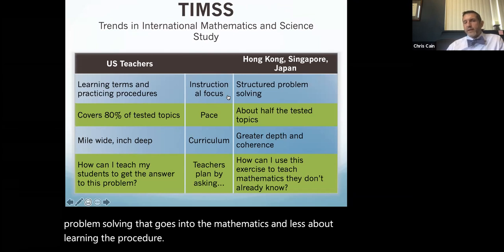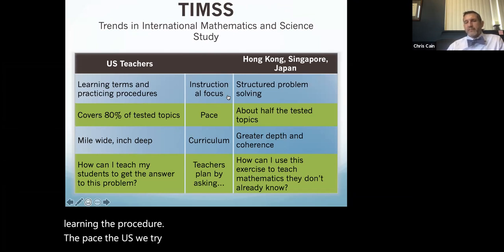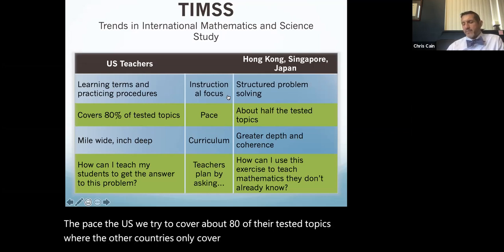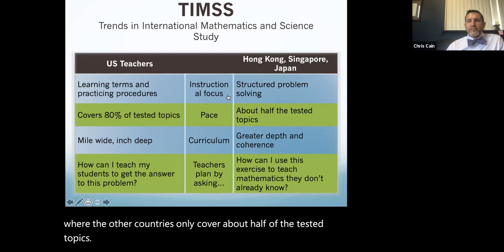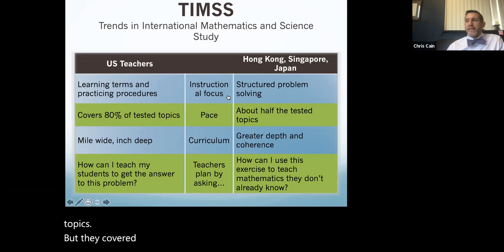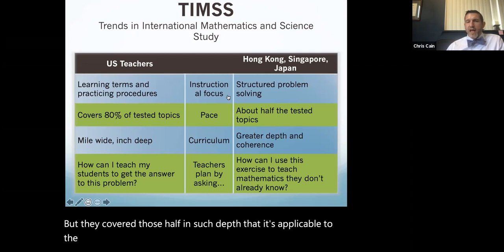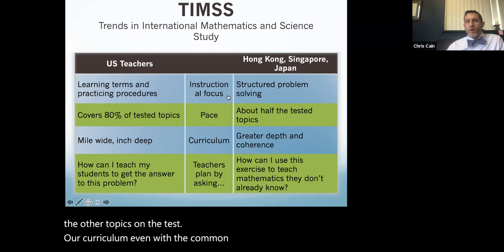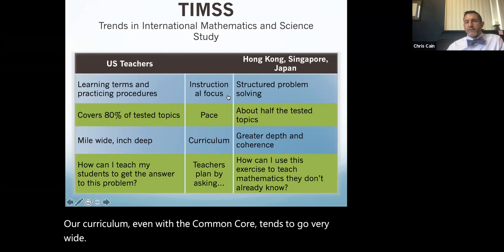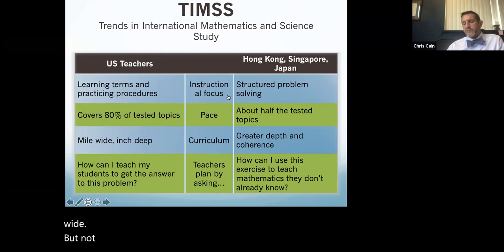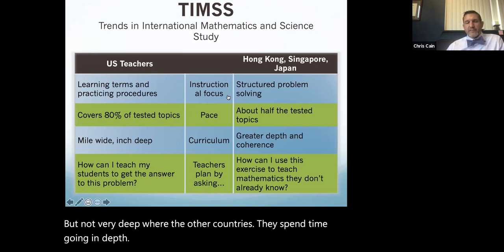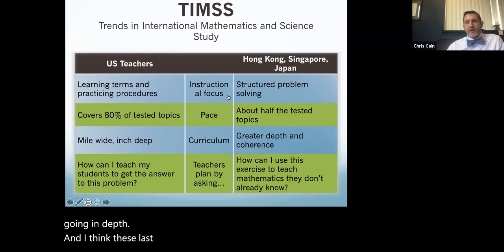The pace, the US, we try to cover about 80% of their tested topics, where the other countries only cover about half of the tested topics, but they cover those half in such depth that it's applicable to the other topics on the test. Our curriculum, even with the Common Core, tends to go very wide, but not very deep, where the other countries, they spend time going in depth. And I think these last two statements really kind of sum it up.